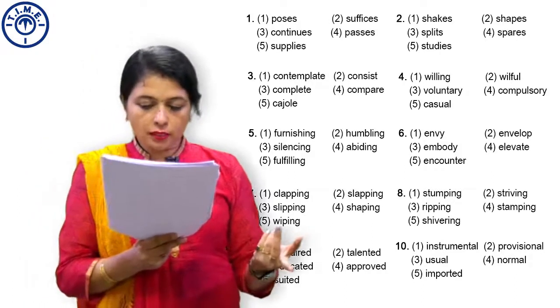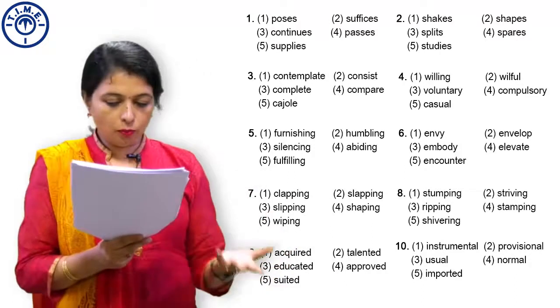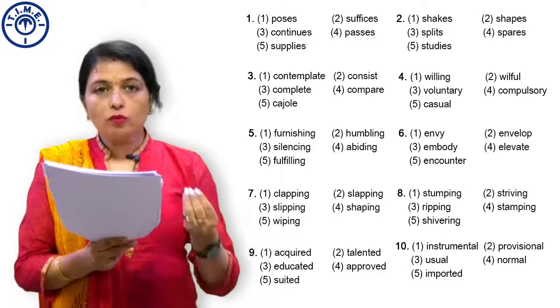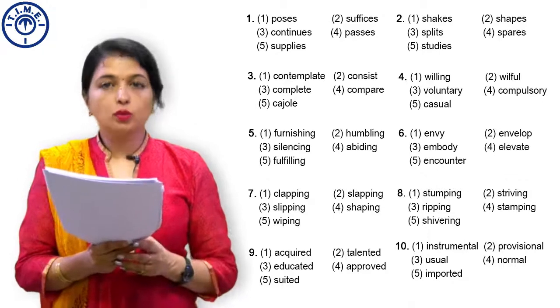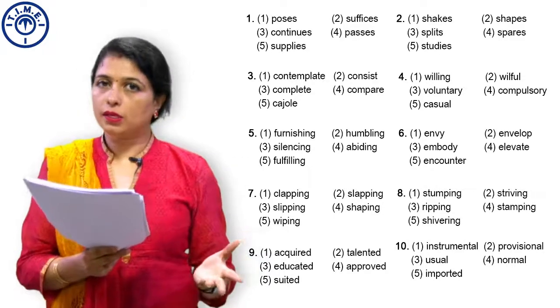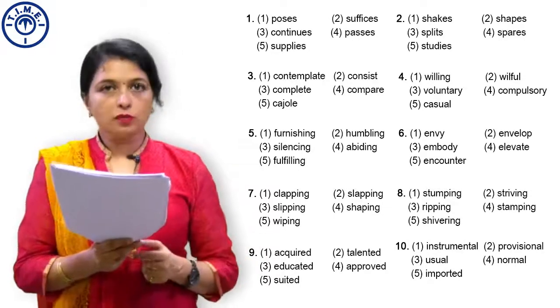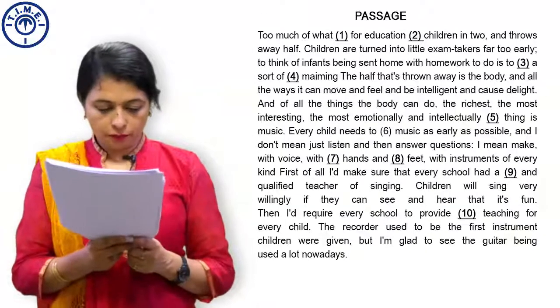Now, the idea is to separate or divide into parts or groups. So, too much of what passes for education splits children into and throws away half. So, the meaning is very clear, and so you get the answer for this blank as option 3.